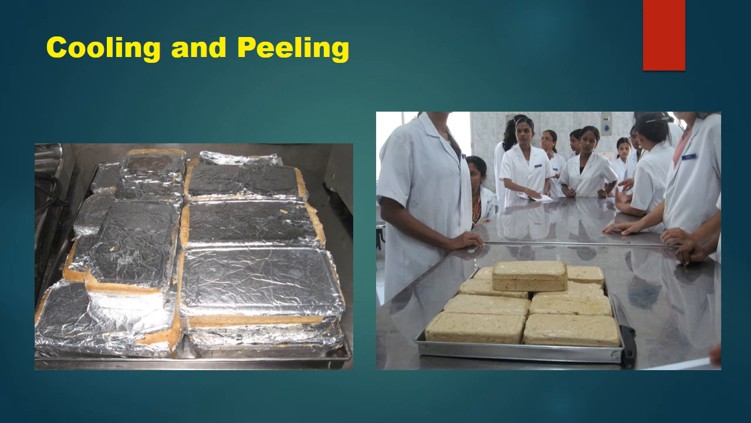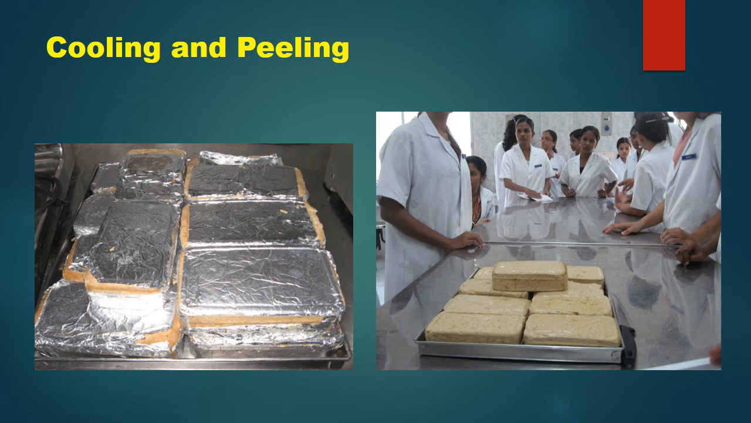As I said, the next step is cooling and peeling. So those cooked boxes, after chilling for some time in the refrigerator, we need to open, and then we can get the blocks with the aluminum foil, as we can see on the left side.